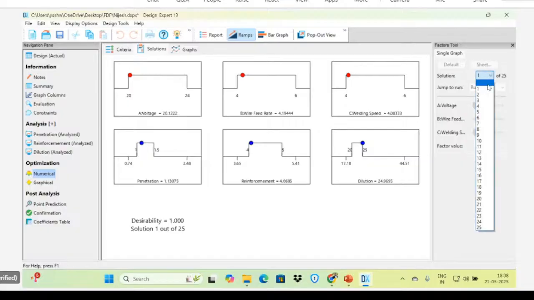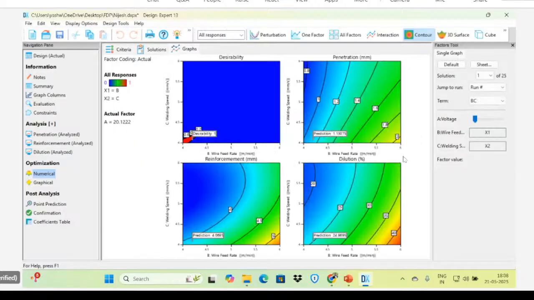So this is the 25 solutions. This is the first solution. The second solution is this: if we go for voltage 20.2, 4 and 4.13, and we can get multiple combinations, but it will be around the same thing. So the first solution you can take and stick to that, and you can go to the graphical representation.